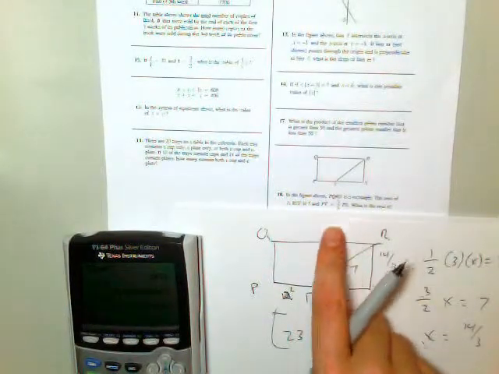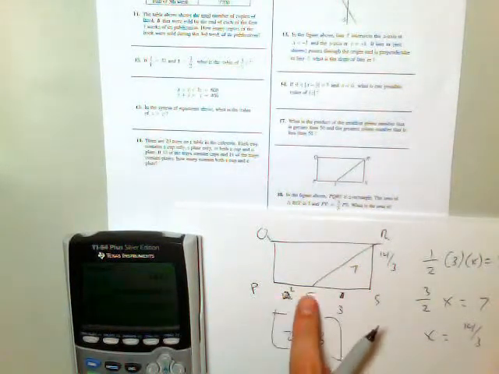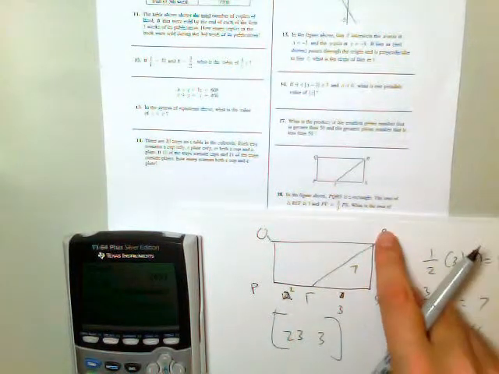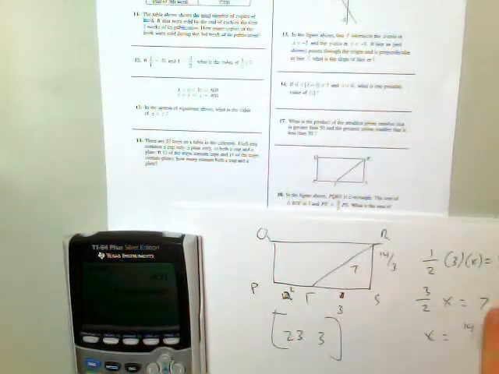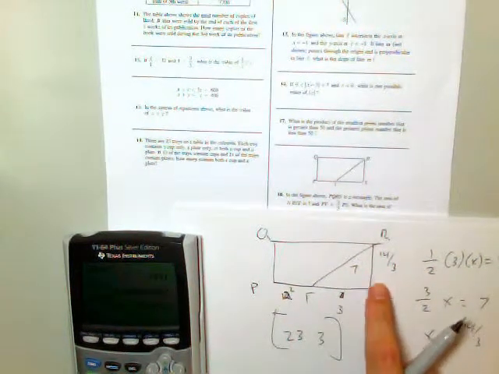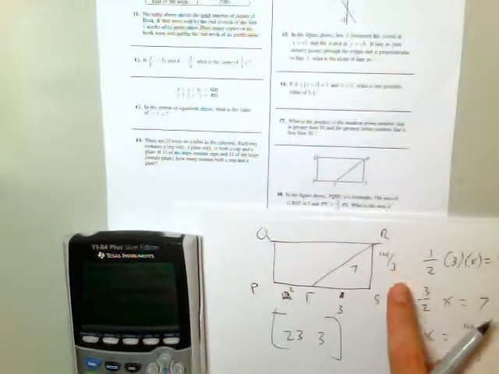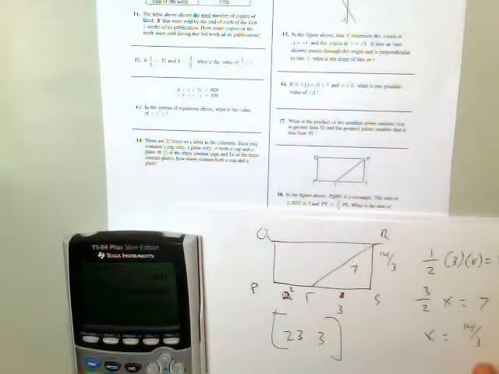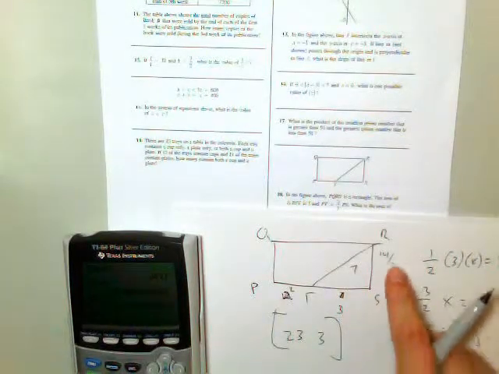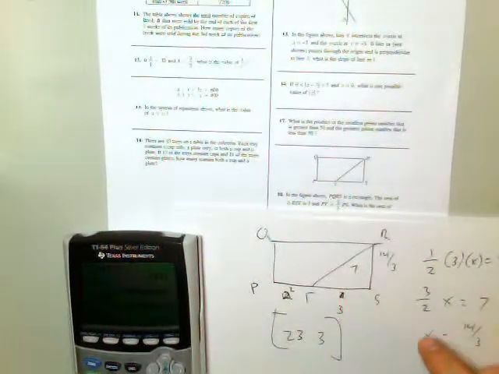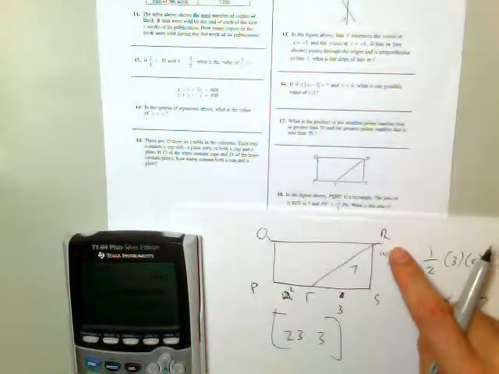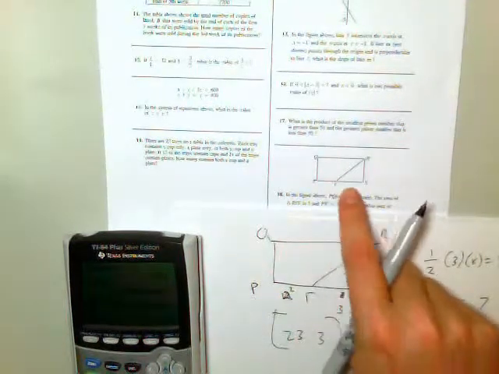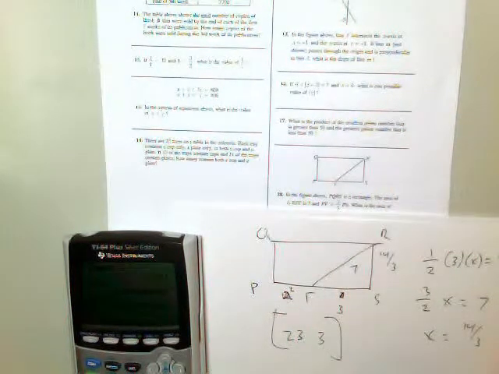What was tripping me up is PT is 2/5 of PS. That means PT is 2, TS is 3. RS I found using reverse from 1/2 base times height. The height is 7, and then one of the bases is 14/3. So that gave me one of the bases is 3. So I get 14/3. And then what I do is I take that 14/3 and I multiply it by 5, which is the total PS, and that gives me 23.3.